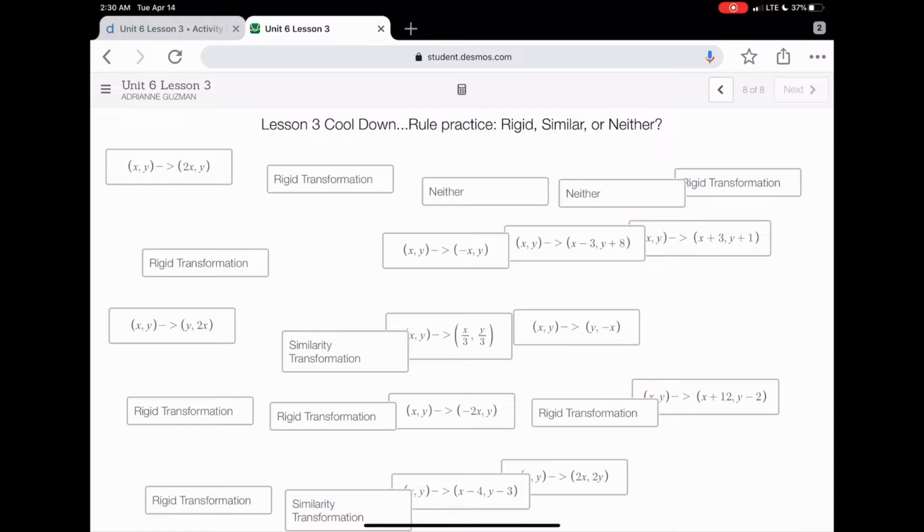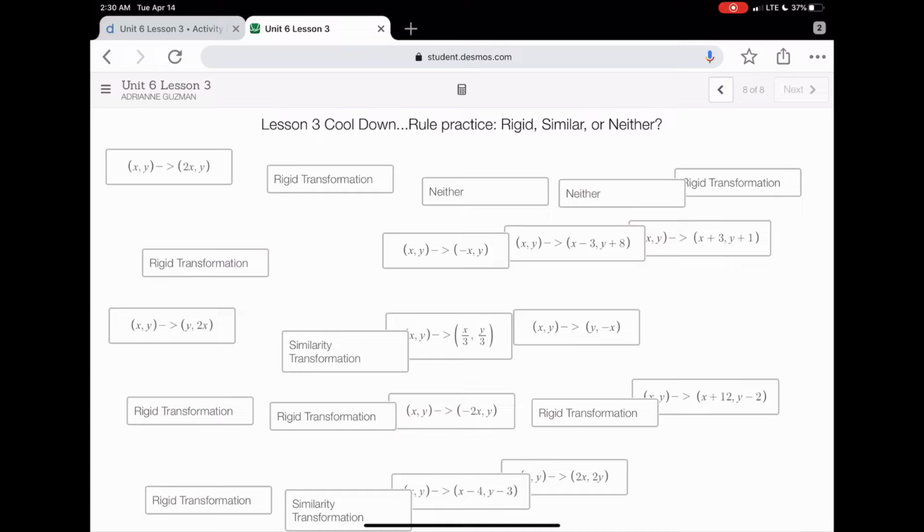All right, this is the last activity. This is the cool down. I know it kind of looks like a lot, but once you start moving things around, it becomes a little bit easier to organize. But it's the same thing as in activity 2 where you're matching, okay?